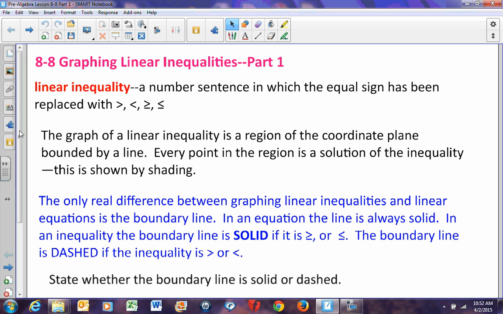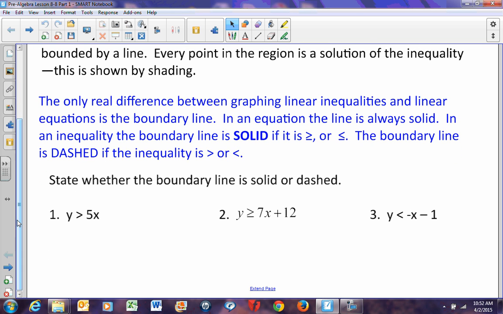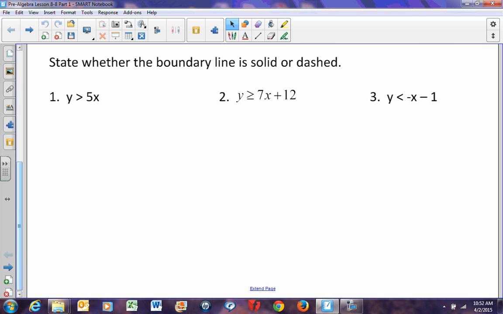So, if we're going to determine whether or not we have a solid or a dashed line, we simply need to look at the inequality symbol. This is the easiest way to remember it, and I tell my students this all the time. If the inequality symbol is greater than or equal to or less than or equal to, it is a solid line. If it's greater than or less than, it is a dashed line.